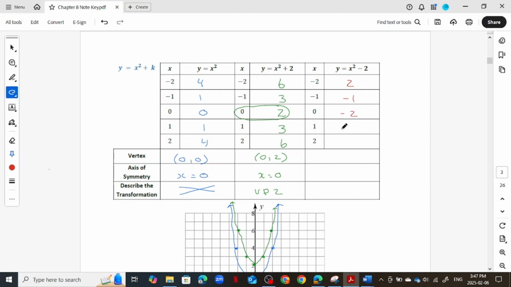And then if I'm right, I should get this pattern again, right? But let's check it. When I plug in 1, 1 squared is 1. 1 minus 2 is negative 1.